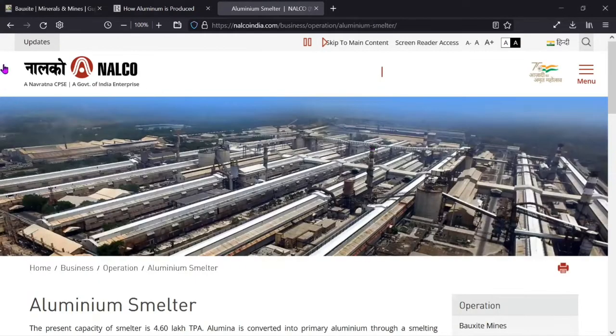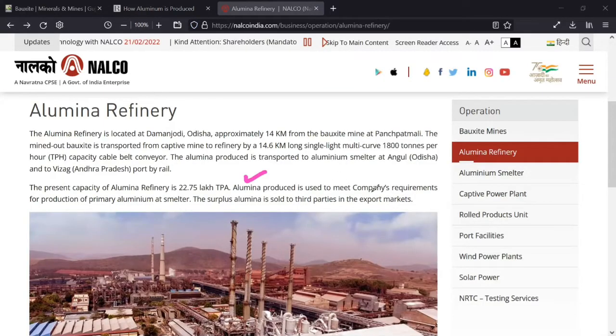Another interesting thing that I wanted to show you was that the alumina produced is used to meet company's requirements for production of primary aluminium at smelter. The surplus alumina is sold to third parties in the export markets. So what I'm trying to tell you is that a part of the alumina which is produced is also exported to other countries. So these two can have different utilities. And here you have aluminium smelting which is taking place.